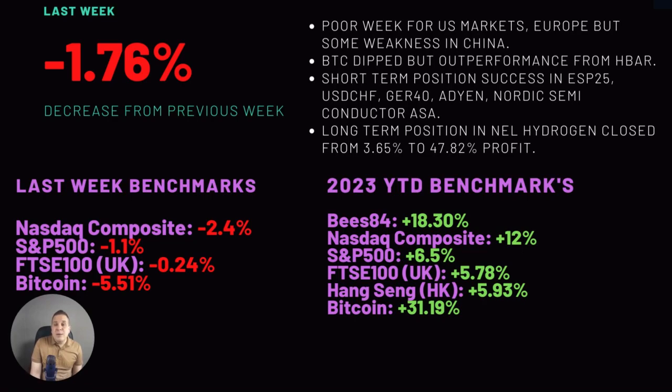We also had short-term position success last week. I opened up some shorts in some indices, such as ESP25, which is a Spanish index, and also the German 40 index, which was also a short position. This is because I have a fairly negative outlook on Europe for this year compared with other markets such as the US and China, who I'm generally more bullish on. I managed to keep some of the short positions open for a bit longer term, but I also did some short-term trades with short positions in those two indexes specifically.